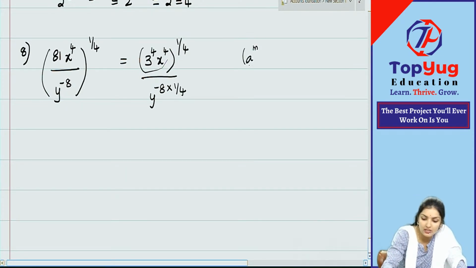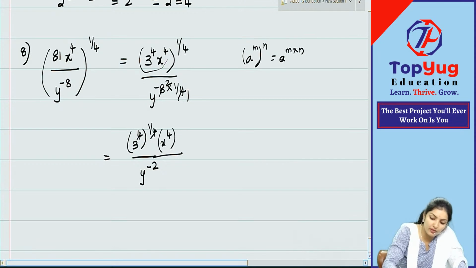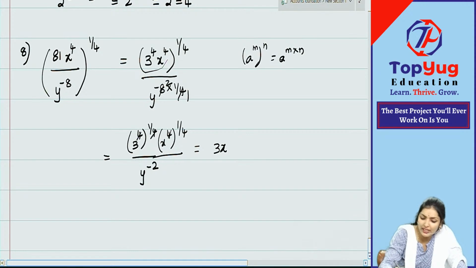It is like this. So a to the power m into n. So here in the denominator I am left with y to the power minus 2. One minute. Y to the power minus 2, and here 3 to the power 4 into 1 by 4, the 4 cancels, and then x to the power 4 into 1 by 4, again the 4 cancels. So 3x.